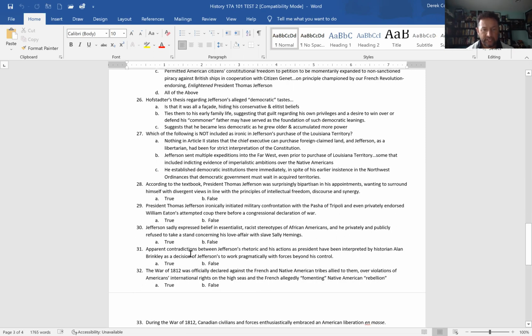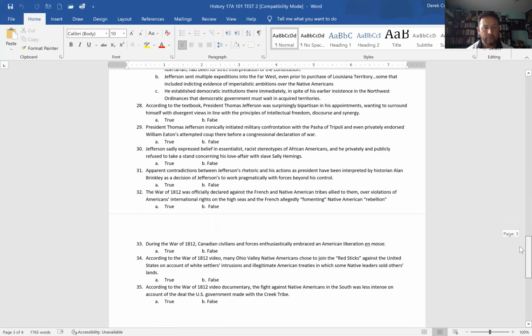Number 31 is from the textbook. All right. And then moving on to the War of 1812, found in that assignment. The War of 1812 was officially declared against the French and Native American tribes allied to them. Was it the French? Take a look at that, as you remember from your assignment that you did last week. I don't think so. Canadian civilians and forces enthusiastically embraced an American liberation en masse. If you saw the video, you might be skeptical of that.